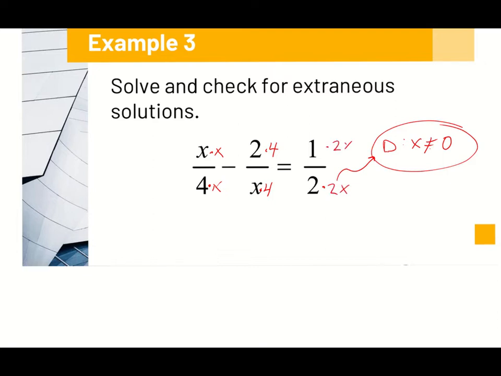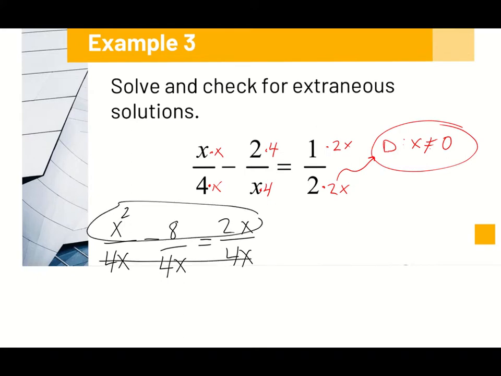So let's go ahead and multiply. x times x is x squared over 4x, minus 2 times 4 is 8 over 4x. And that's going to be equal to 1 times 2x, which is 2x over 4x. So since those are all common, they're going to be equal. So I need to solve my numerator.